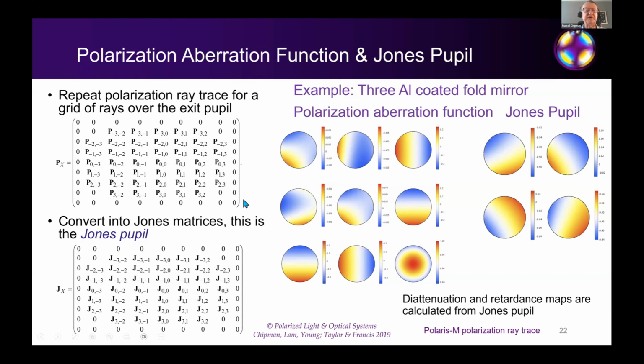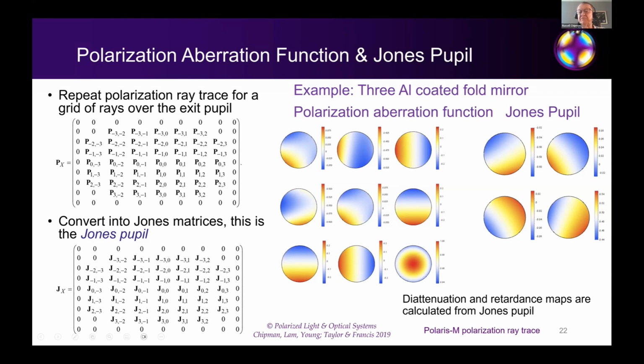And so when I repeat this, I end up with a polarization aberration function over a grid of rays over the exit pupil. Here I've just padded this with zeros to represent rays that are outside my aperture, but each one of these comprises a polarization ray trace from object space to image space, and this describes the change of polarization in 3 dimensions. Then we find it helpful to flatten this out back into a Jones matrix, and we call this Jones matrix the Jones pupil.